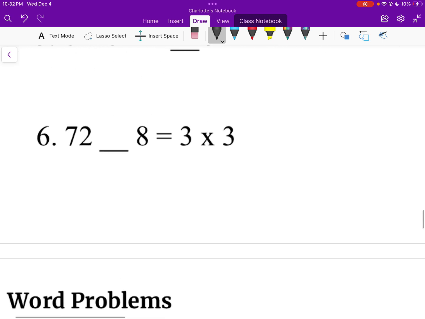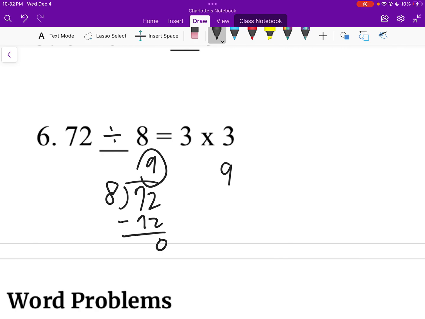Number 6, we have 72 blank 8 equals 3 times 3. So 3 times 3 is 9, and we need division for sure in this one, because if you do division, 8 times 9 is 72. So when you subtract it, the quotient is 9.